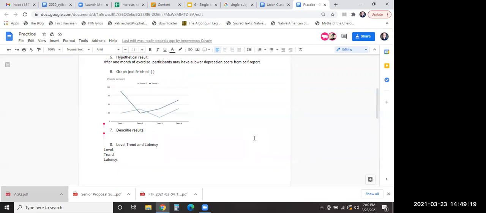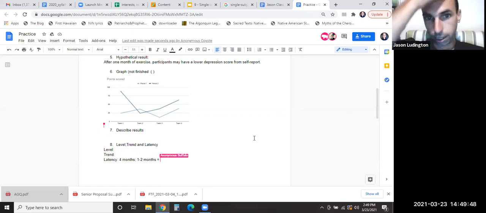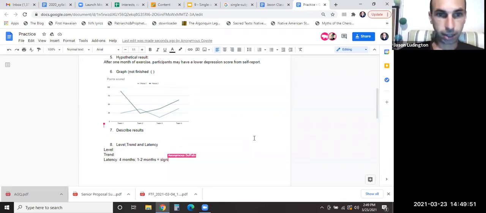So the trend is the gradual decrease in depression. Latency, the time is from 4 months. The level is from the first month to the second month, there was a big decrease. From the second month to the third month, there was a smaller decrease. And from the third to fourth month, it stagnated and did not change. Again, this is what we would have made if we could control this graph. Right. These are the predictions you would have made. Great. Very good. Nice job.